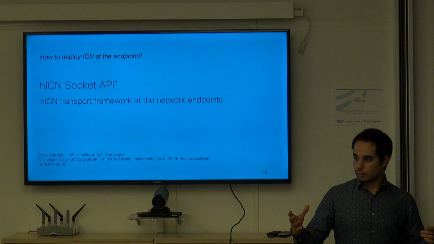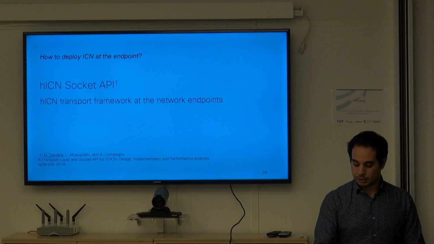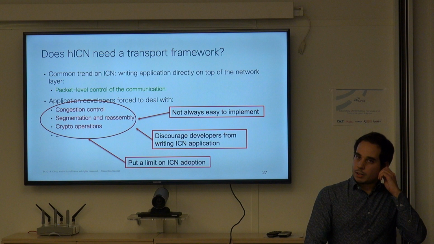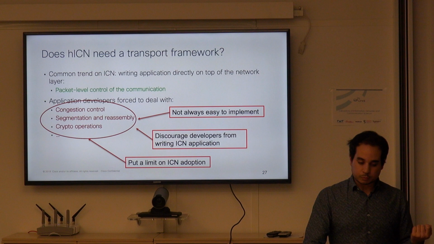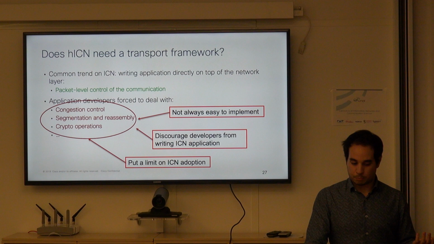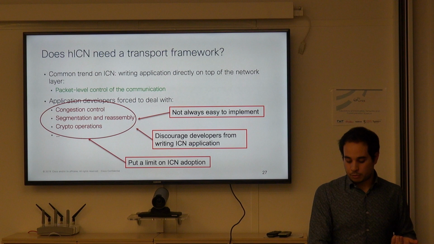So for that, we noticed that in ICN in particular, there were no clear transport services and socket API. And the fact that applications were forced to send interests to receive data and vice versa can be a nice thing because the application can have packet-level control of the communication. But on the other hand, it forces all the applications which want to use ICN to deal with big problems like congestion control, segmentation, and crypto operations, which are not always easy to implement, and not all developers want to deal with them. And they may put a limit on ICN adoption.